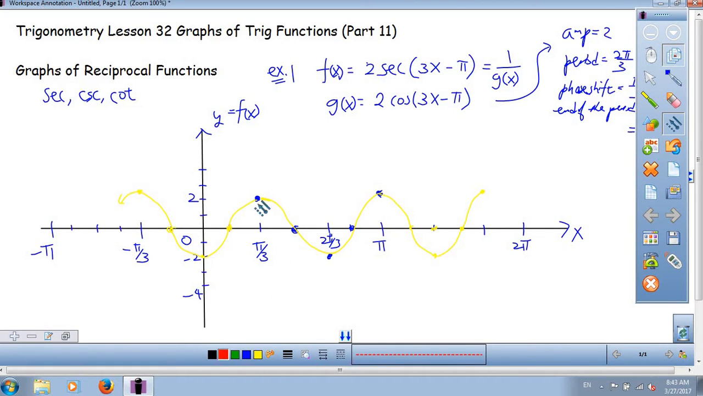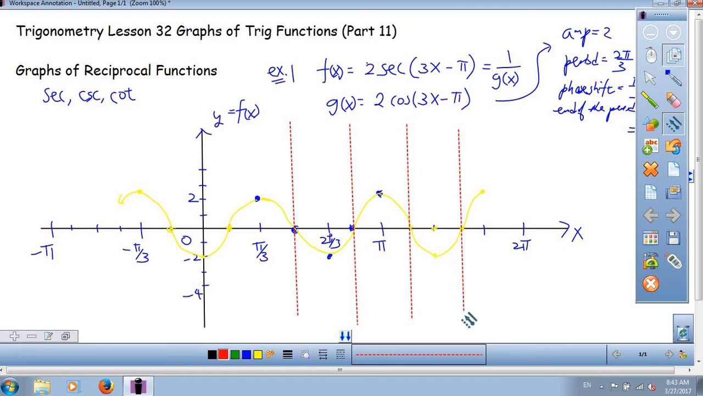So the first thing I want to do is start from drawing some vertical asymptotes, okay, through when cosine equals 0. This will be my divisions. Whenever cosine equals 0, I will have vertical asymptotes. Alright, so there are several vertical asymptotes I can see. Whenever cosine equals 0, I have a vertical asymptote, because that's what happens when you divide by 0, right?